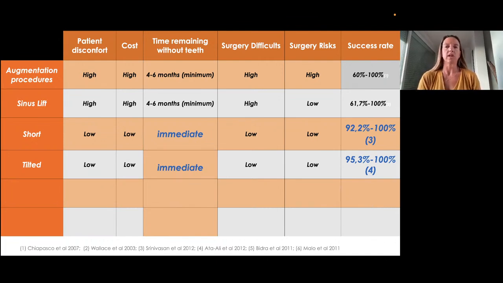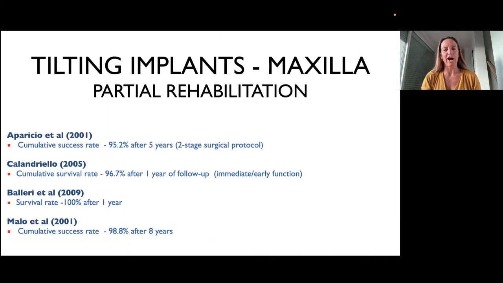And of course, it's a surgery that is already more demanding than when placing straight implants, but it has a quick learning curve. If you want to learn, I would be more than happy to show you. I'm going to show through a clinical case how to do it.